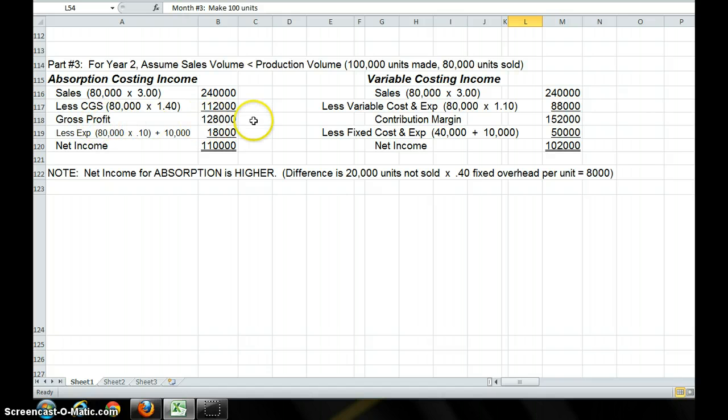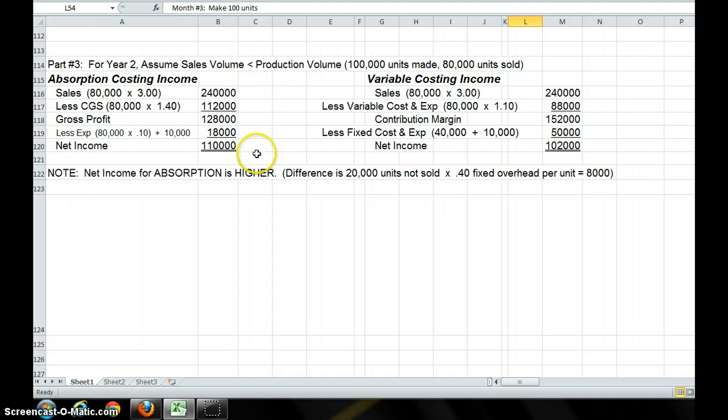Subtotal over here, gross profit. Subtotal over here, contribution margin. Here we take out any period expenses, the 10-cent sales commission for each one of the units sold, and the 10,000 fixed expenses. Over here we take out anything that's fixed, which is a lump sum of $50,000, and we notice the net incomes are different.